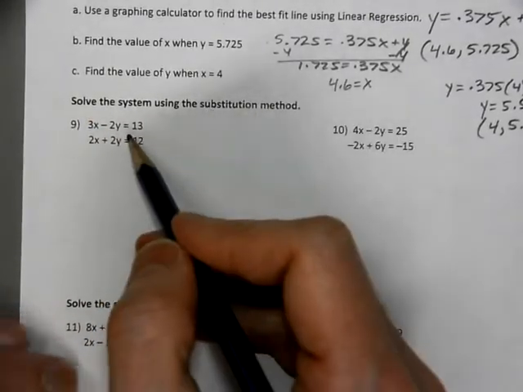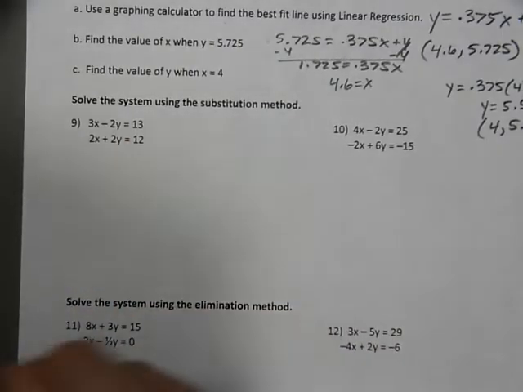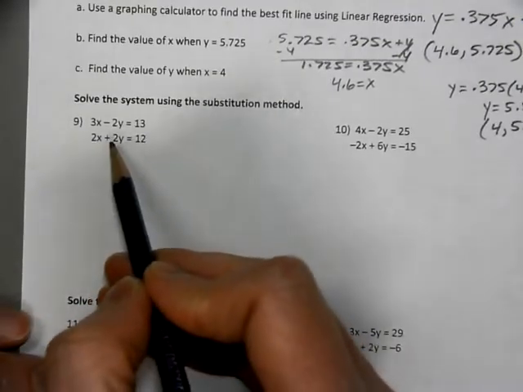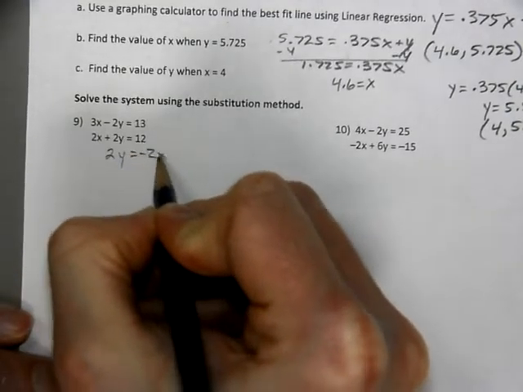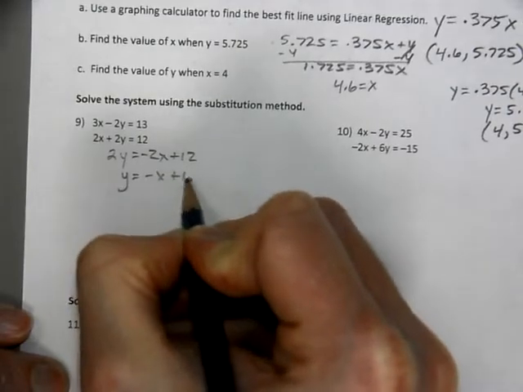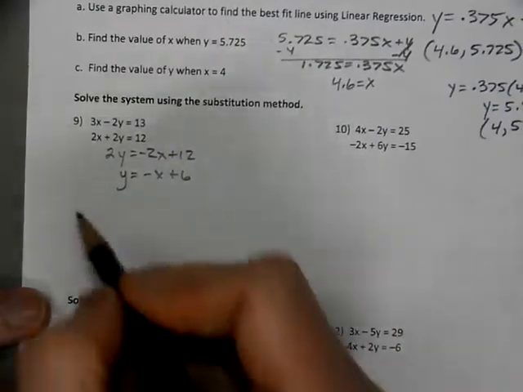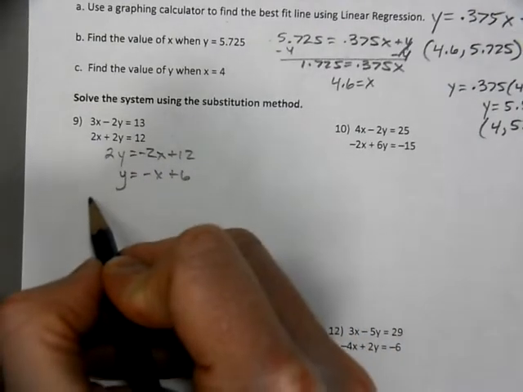Solve the system by substitution. That means we need to get a variable by itself. Looks like down here might be our easiest way to do that. So divide by 2, and we have negative x plus 6. We're going to plug that in for y.